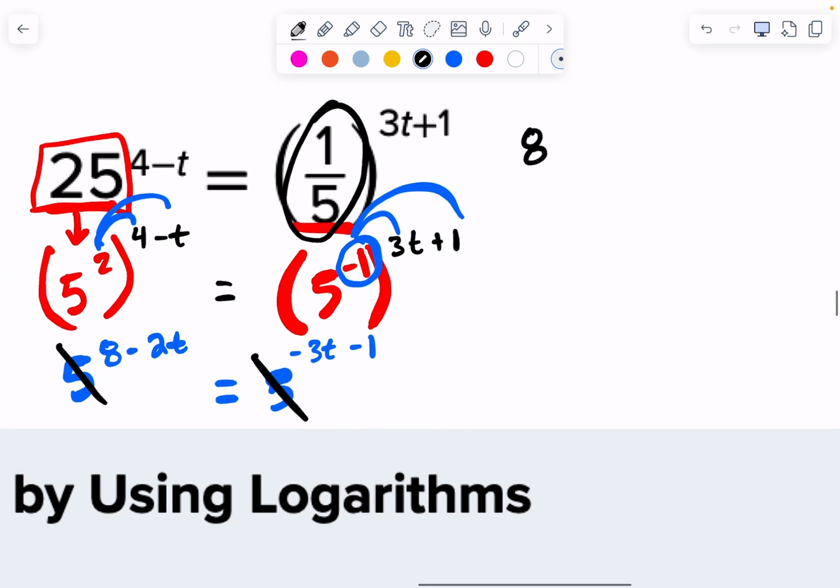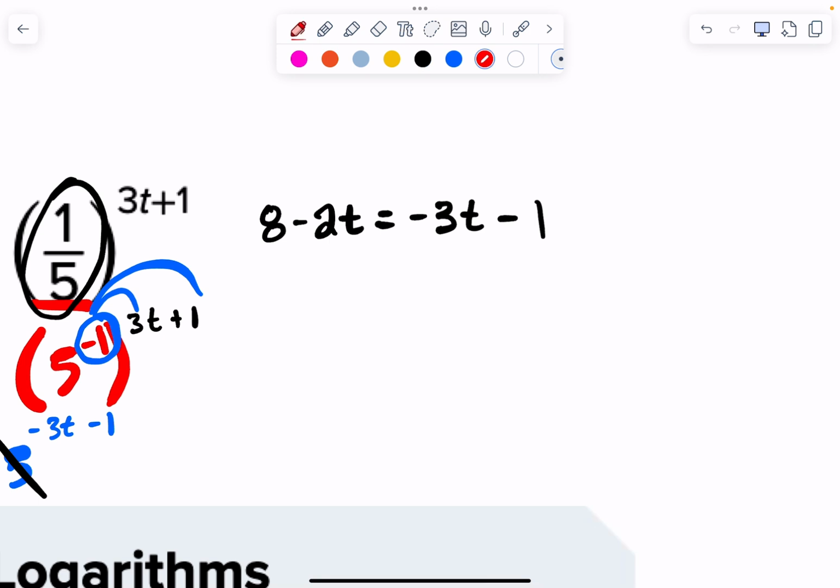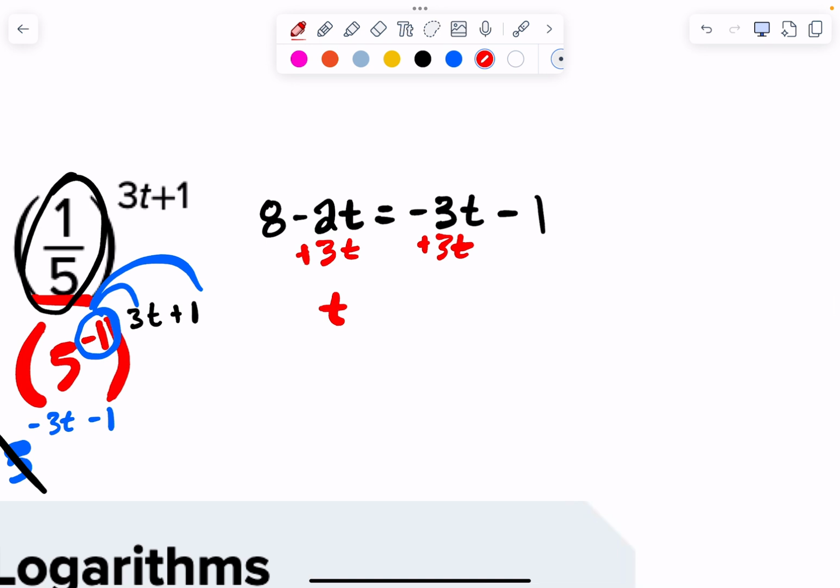So now I solve 8 minus 2t equals -3t minus 1. I'm going to add the 3t over to make it positive t. So if I add 3t here and I add 3t here, -2t plus 3t is 1t. And I'm going to bump the 8 to the other side. So t equals -9.